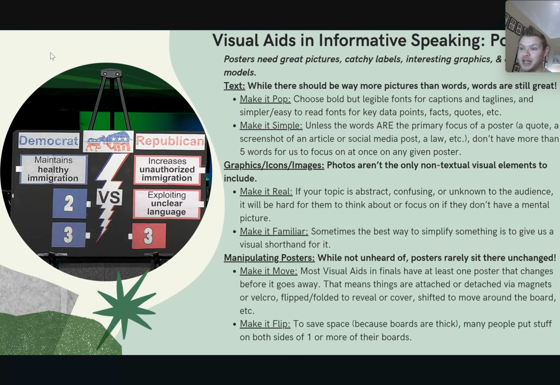Then with manipulating posters, it's not unheard of for a poster to just sit there with nothing to interact with, but it's rare at this point in NSDA finals. So you need to make your posters move. Most have at least one poster that changes before it goes away. That means that things are attached or detached. That means that things are flipped or folded to reveal information. That means that elements are shifted, pulled by strings and levers to move around the board.